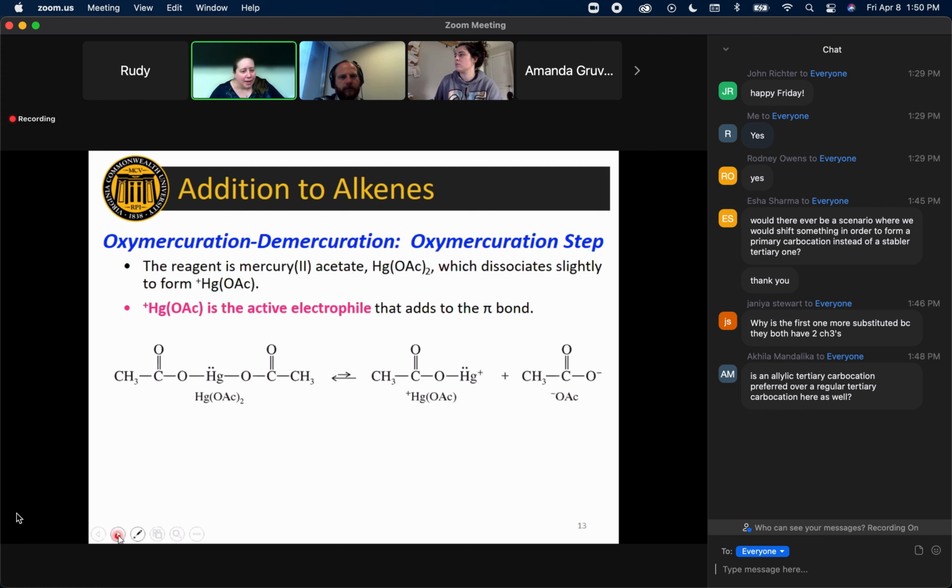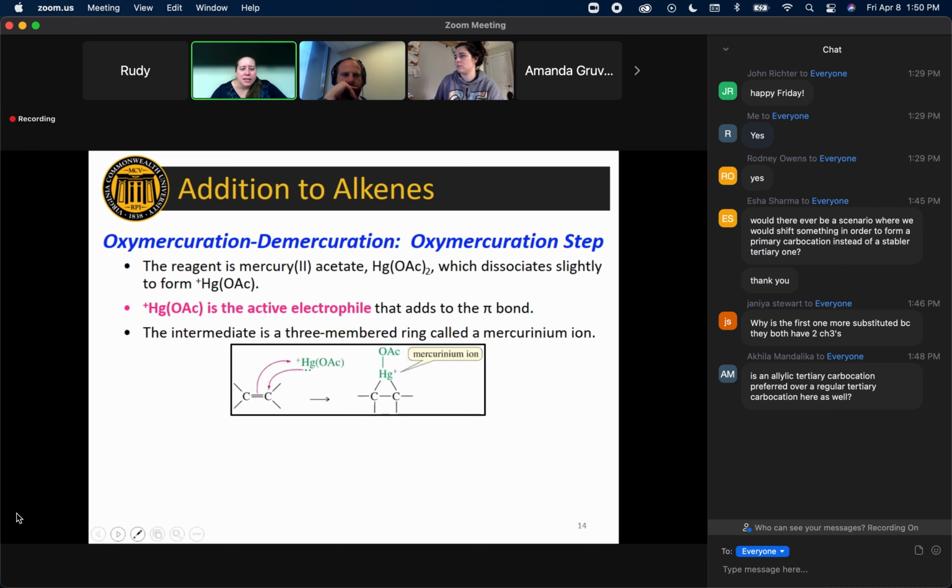All right. So mechanistically, I'm going to show you this briefly, and I'll post these slides and we'll talk about it again next week. Mercuric acetate looks like this. OAc stands for acetate, and that is this piece down here, an oxygen connected to a carbonyl connected to a methyl group. This mercuric acetate is actually in equilibrium with the two ion pairs of it. And this mercury acetate cation is the active electrophile in this reaction.